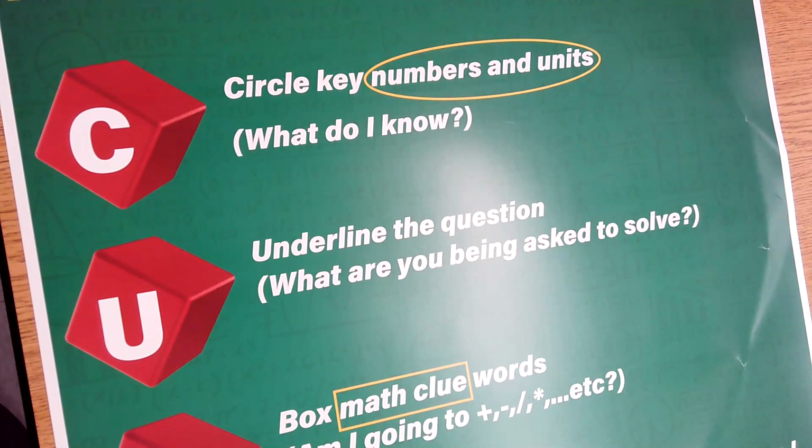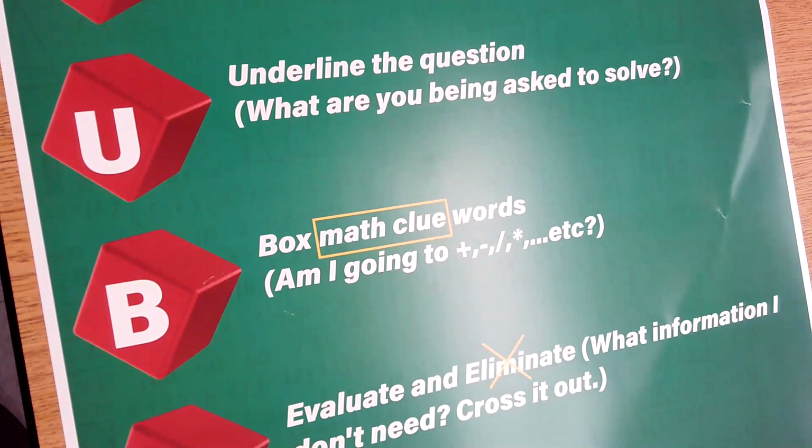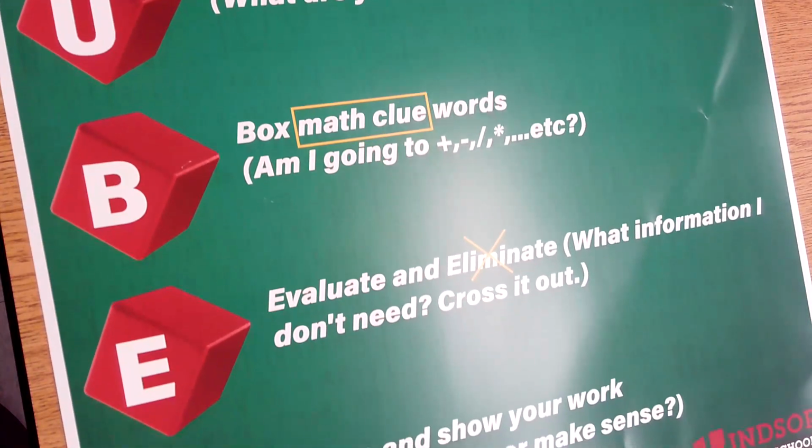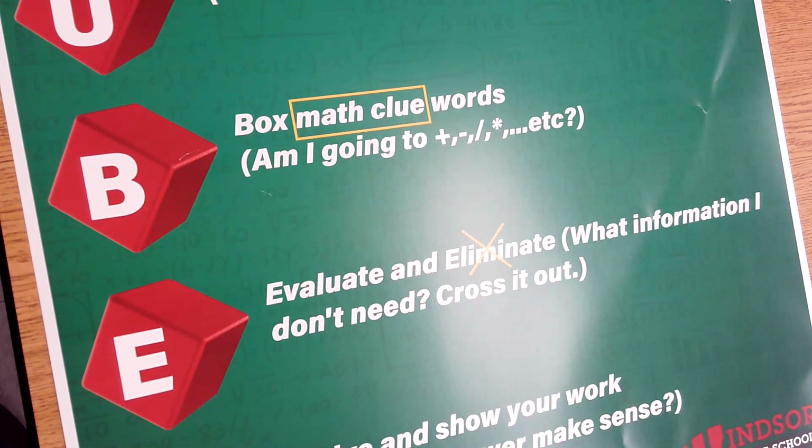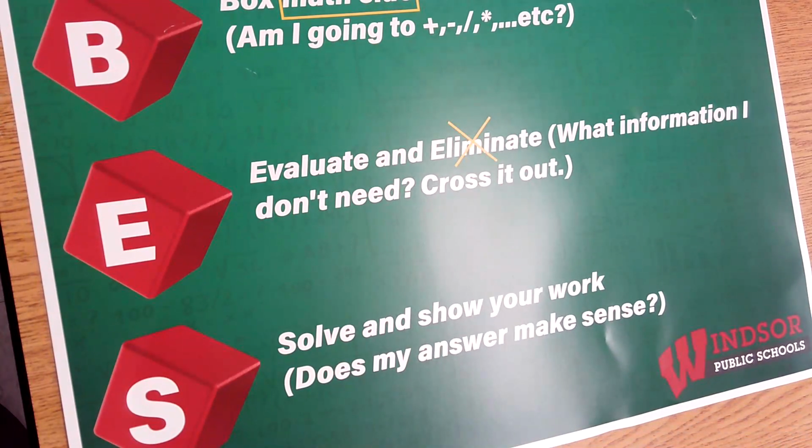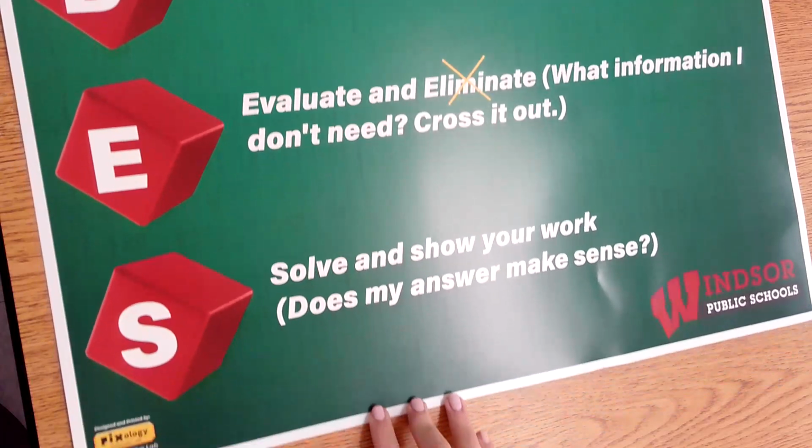Then we're going to underline the question. What are you being asked to solve? That might start with the word how, why, what, some of those question words. Box math clue words. Those are those key words that are going to tell you if you're going to add, subtract, multiply, or divide. And then we're going to evaluate our expression and eliminate what information we don't need. And then our last step is to solve and show our work.